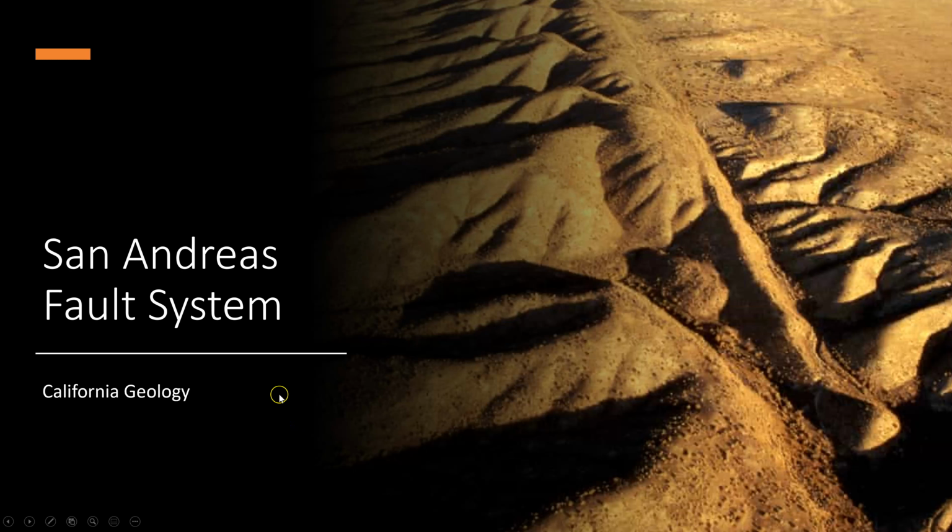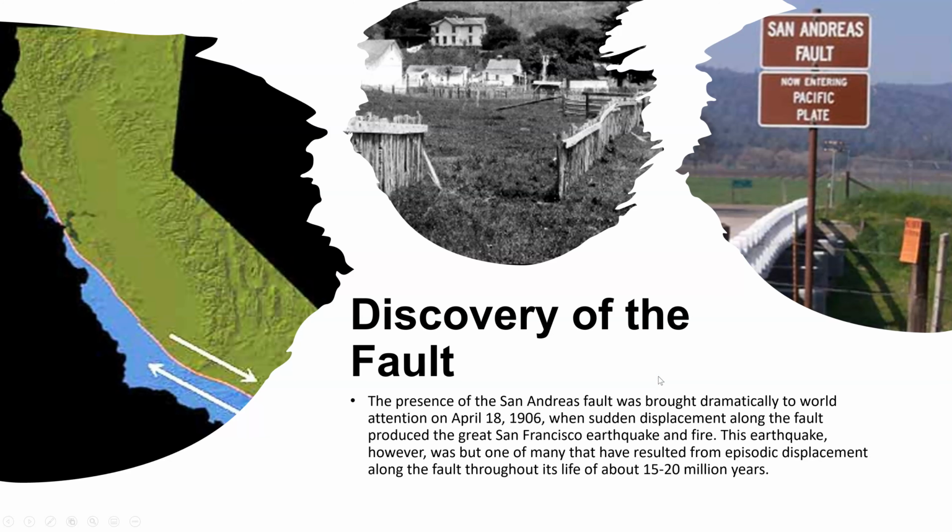Today in California geology, we are talking about the San Andreas Fault System. So prior to 1906, nobody really knew much about the San Andreas Fault or that it even really existed. But in 1906, San Francisco suffered from a massive earthquake that was a 7.8 on the Richter scale. And before that, nothing had really affected people in the area.